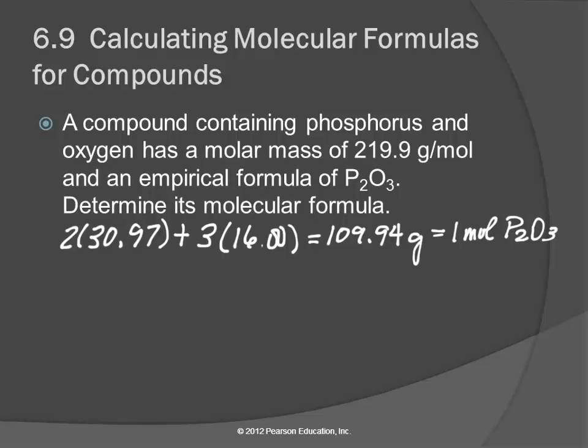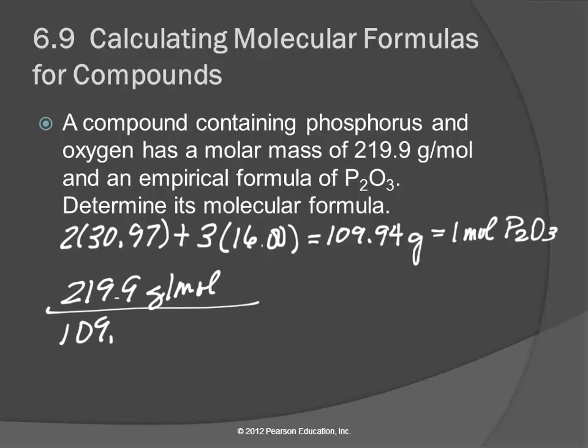Now we're going to take that molar mass that they gave us, 219.9 grams per mole, and we're going to divide by the one we just calculated, 109.94. This is another of those problems where significant figures don't end up mattering in the end, so you could just use all of them. And that comes out, if we write out a bunch of digits, 2.00018, and so on. So that's 2.